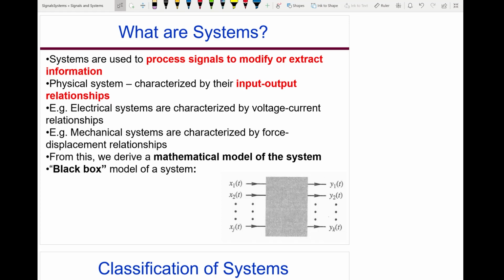When we talk about a system, we mean a device that can take an input, process it, and give you an output. This system could be an electrical system, mechanical system, biological system, or financial system. In this course, we will focus on one input giving one output. But in general, you can have systems that take 2-3 inputs and give you 1 or 2 outputs. So let's learn about the different types of systems and how we classify them.